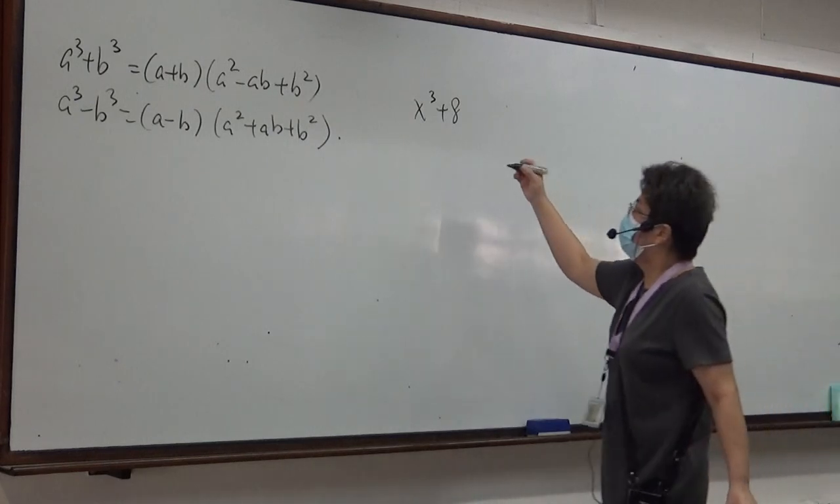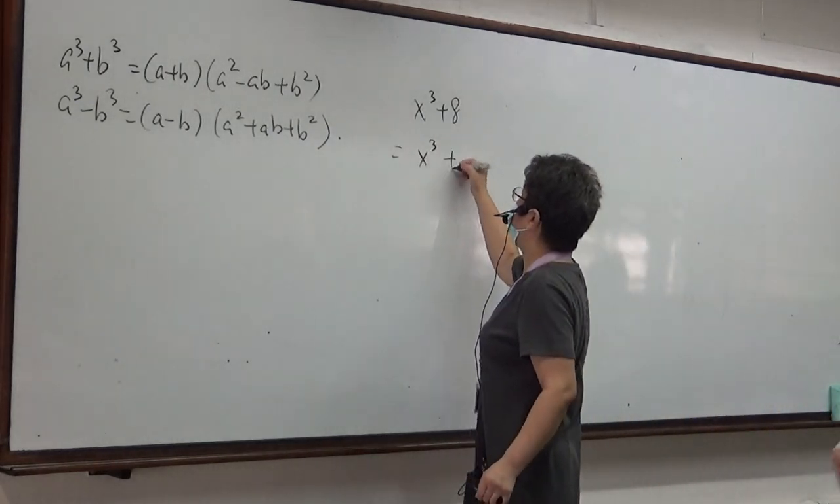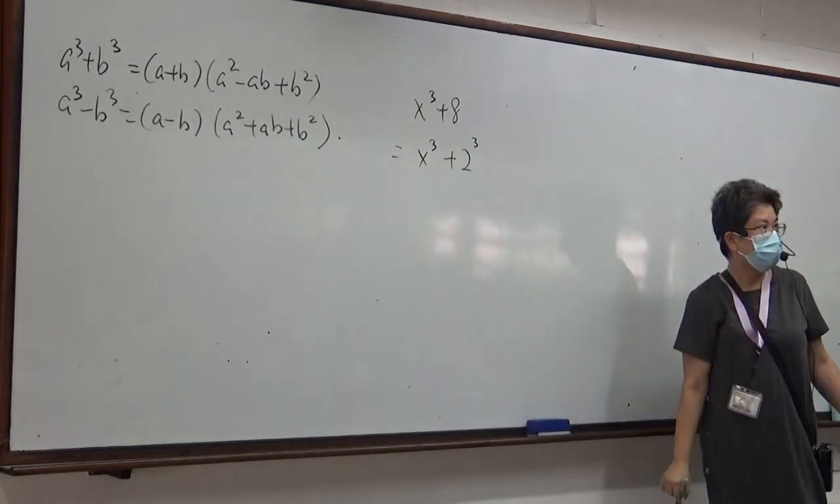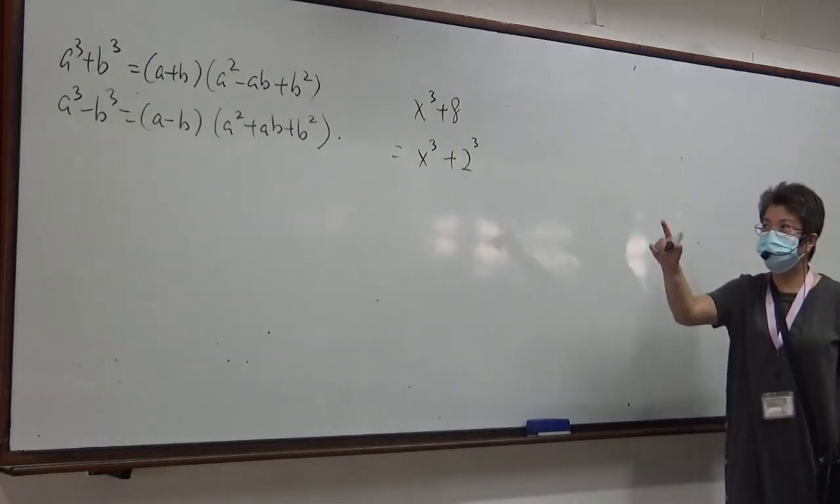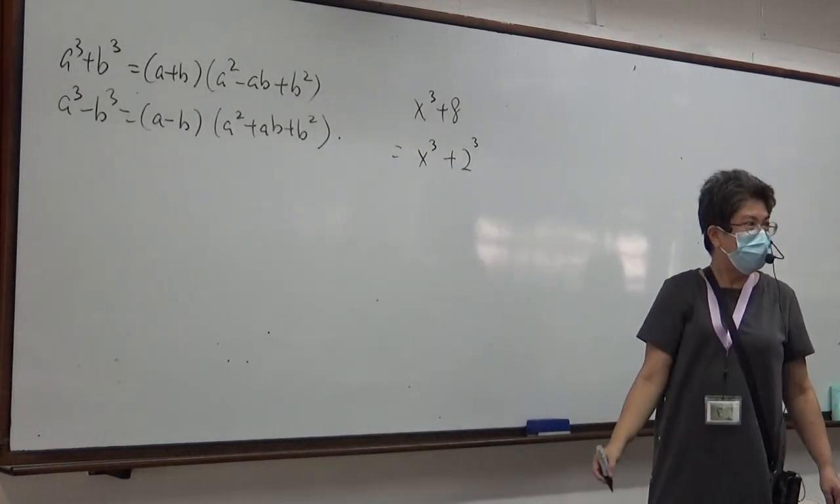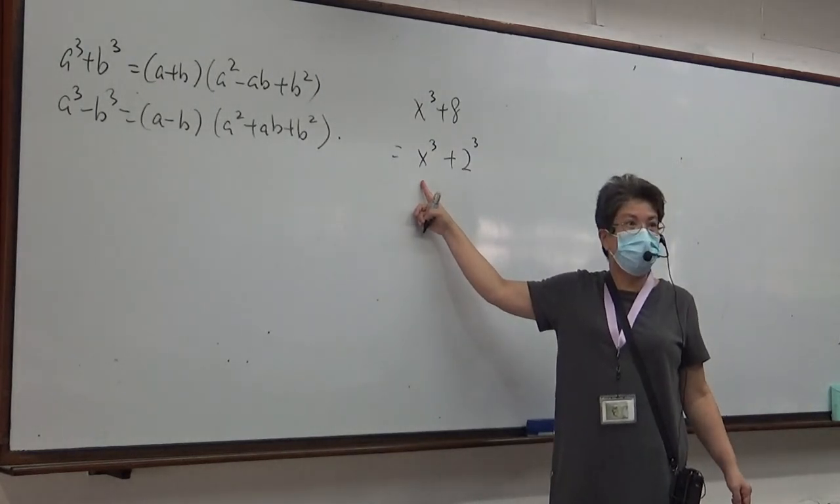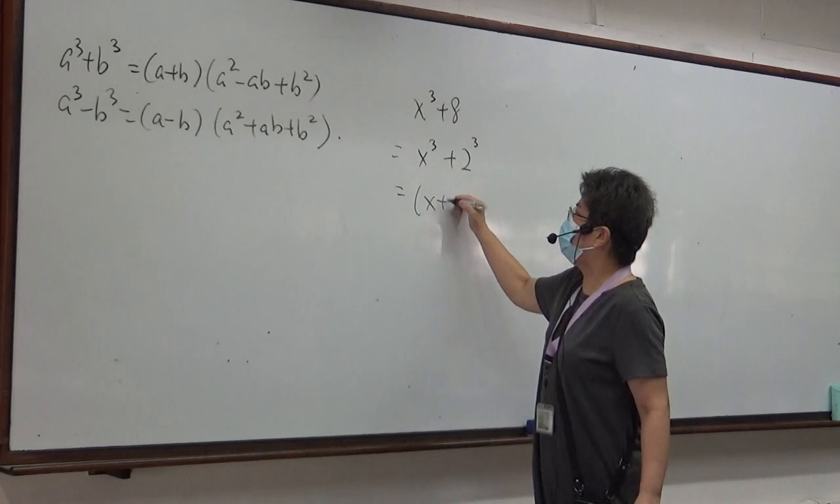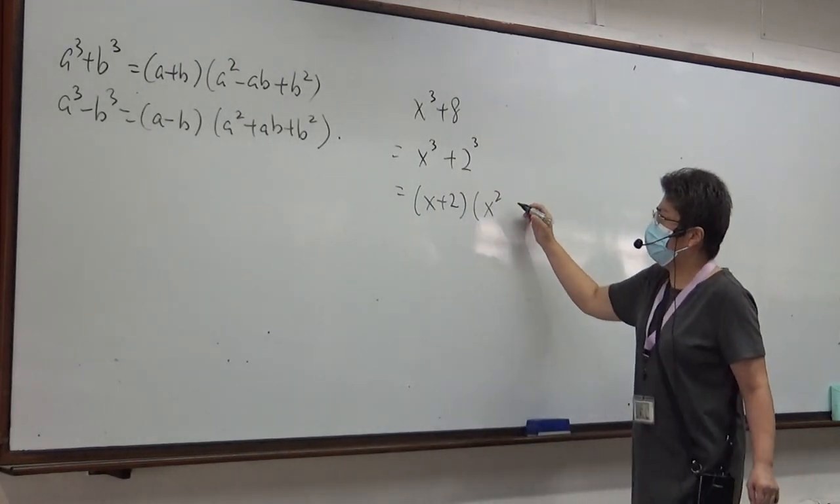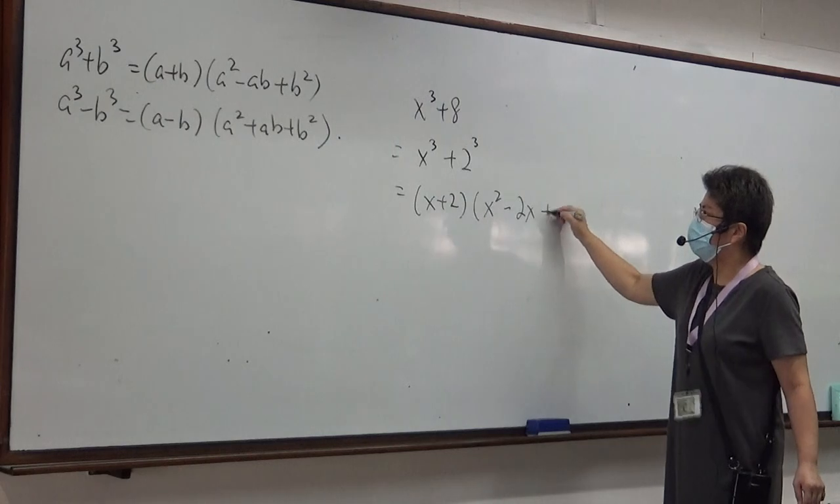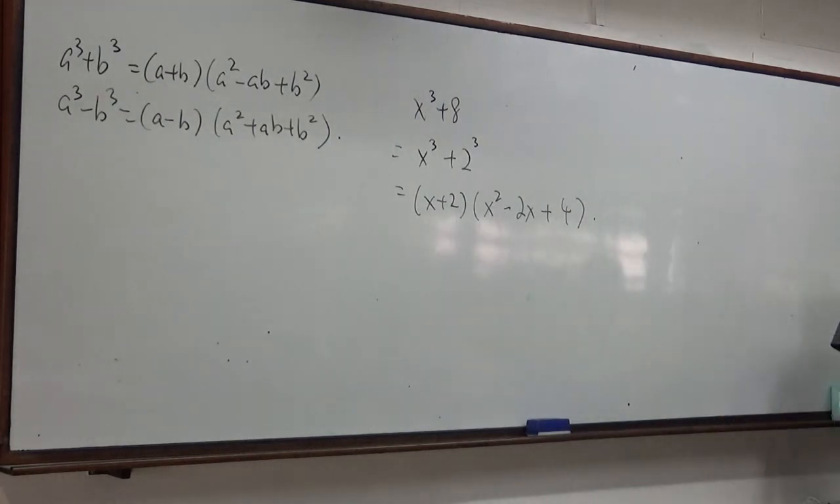Understand? Okay? Now, do you agree this is x cubed plus 2 cubed? 8 is 2 cubed. Okay, so which one do I apply? 1 or 2? 1, right? What's my A? X. What's my B? 2. Okay. So I will have x plus 2 times x squared minus 2x plus 4. Correct. I just plug in my values, then I will get the answer. It's just like my A plus B whole squared. Then just plug in. Okay.